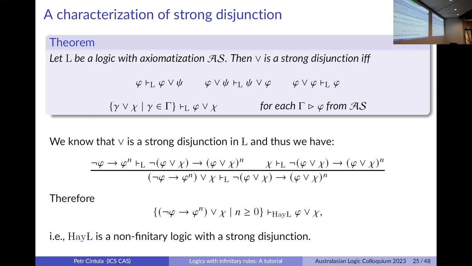So I don't have time to go through details, but it's really just this one simple step which gives us this. And then when we have all these premises, we use the Hay rule for this phi or psi. So we get phi or psi. It's a very easy proof in three steps, which unfortunately I don't have time to go into details. So the Hay-Lukasiewicz logic is an example of non-finitary logic with strong disjunction.